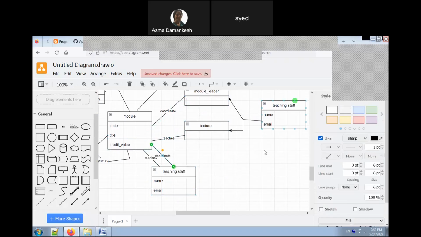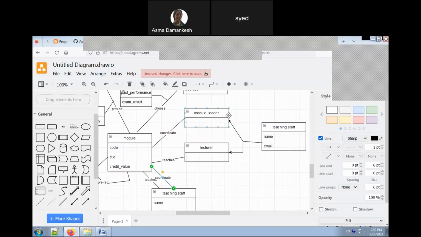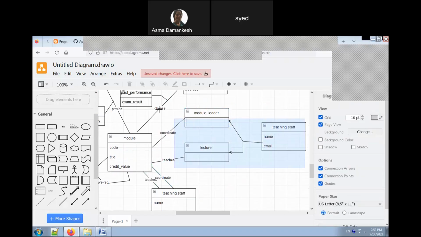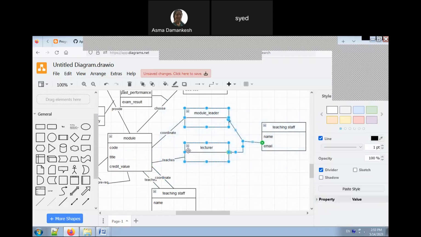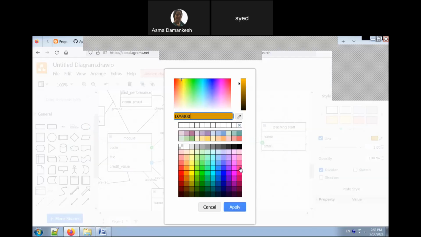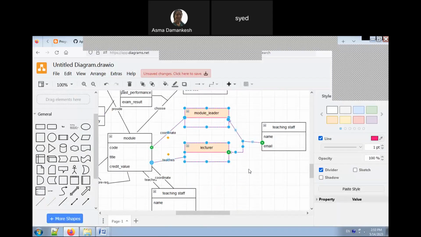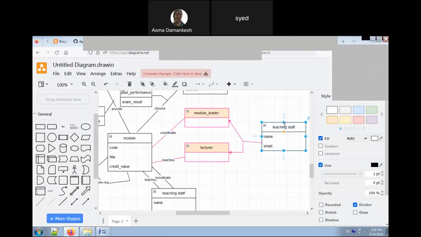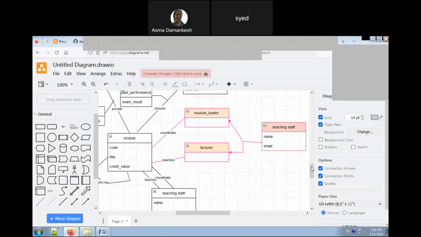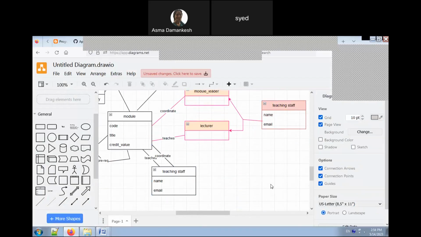So this part is one option. I think I can color it, including this one, and this one. How can I color the line? Whatever. So this is one option. This is a better option.